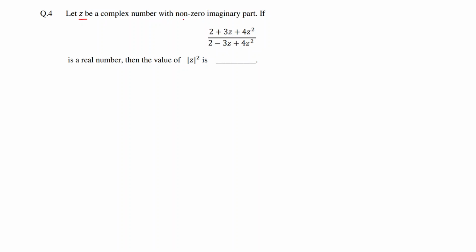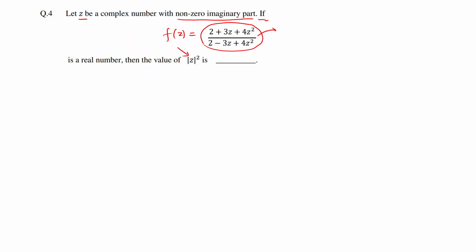z is a complex number with non-zero imaginary part. Okay, so it's not on the real number line actually. So if this expression is a real number, then what is the modulus of z squared? That's very interesting, because the output of this is a complex function, right? You put a complex number inside it, and usually you will get out a complex number, but they say that this expression is giving you back a real number. So what is the modulus of z squared?